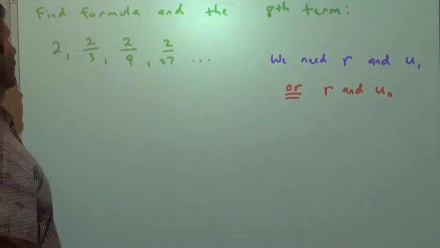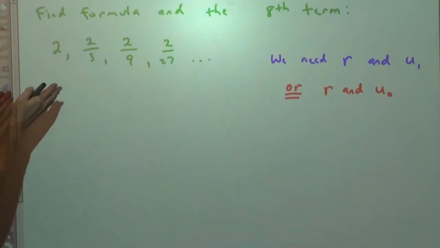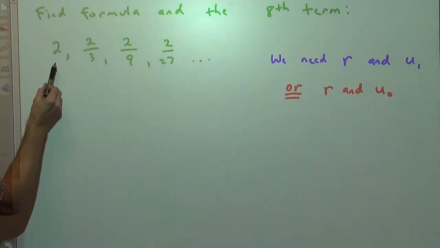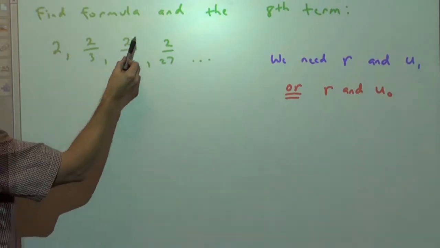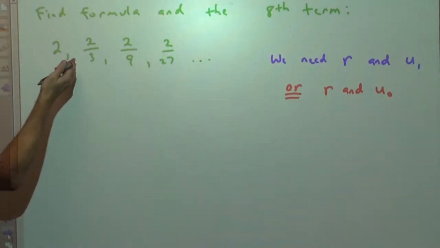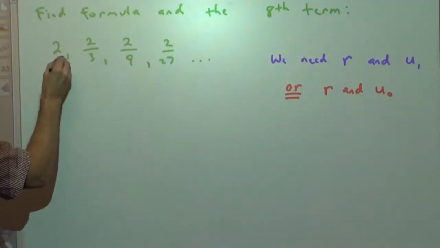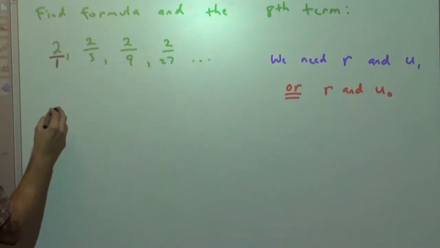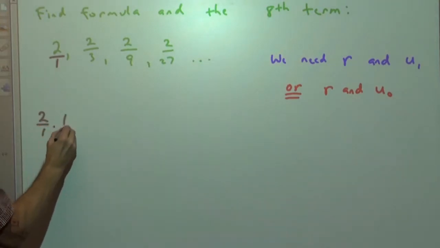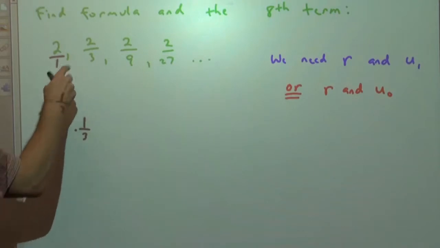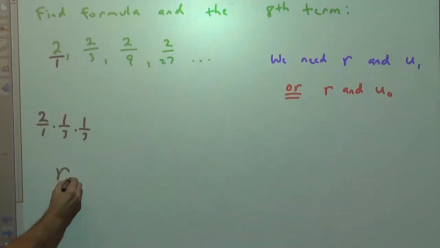So, how do we do this? We could say, okay, we got to find a formula and find the 8th term for this guy right here. Can you see what happens when we keep multiplying? What do we keep multiplying by? Hopefully you can see that we're multiplying by 1/3. That's why the denominator is getting bigger. It's as though this was 2 over 1, and we keep multiplying by 1/3 over and over again to get the subsequent terms. If you don't recognize that, then use the formula for r.